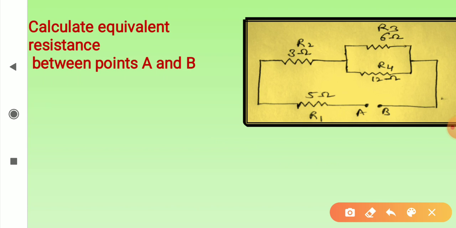Okay, so points A and B are here. It's very important to understand the positions of the points between which you have to find the equivalent resistance. First thing, you have to learn to make the equivalent resistance by looking at the circuit. Very easy. You start from one point and keep adding all the resistances, and see what you get. So that's what I am going to do.